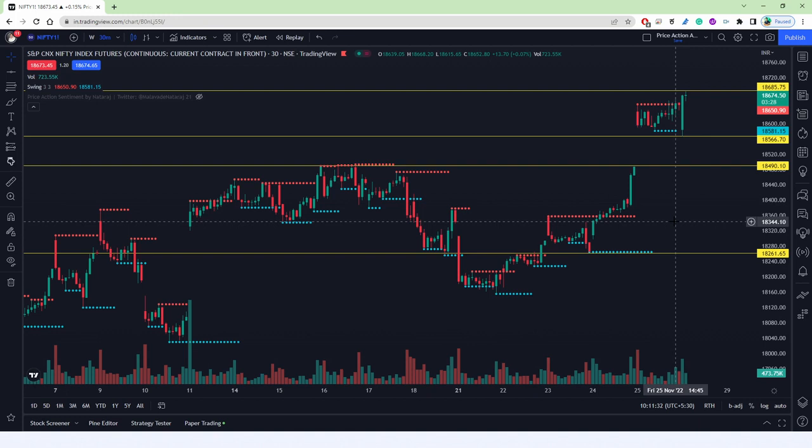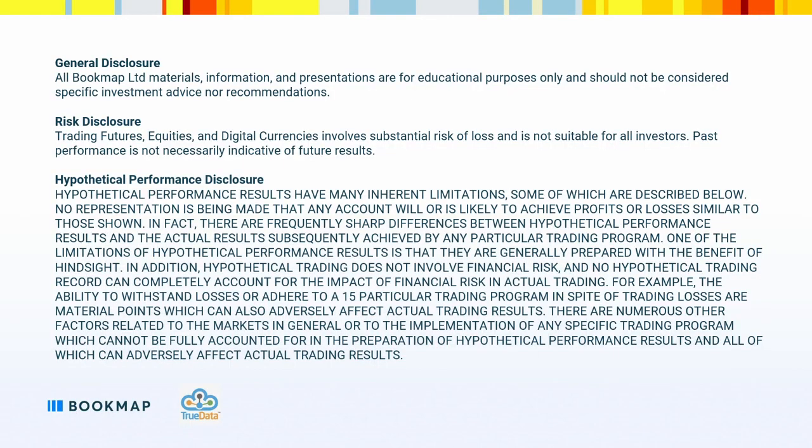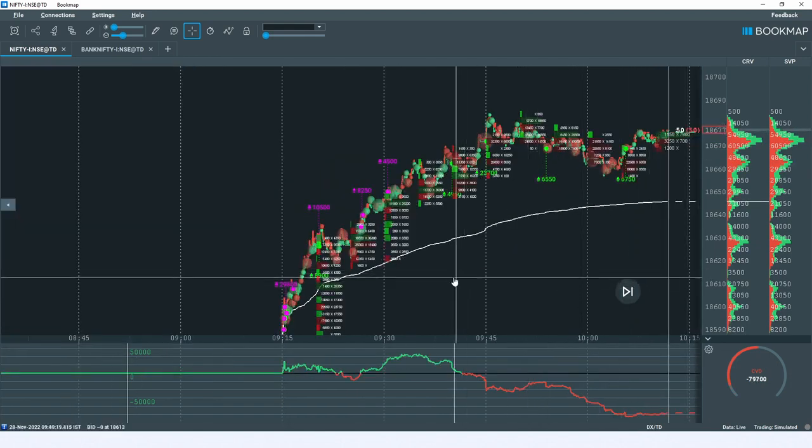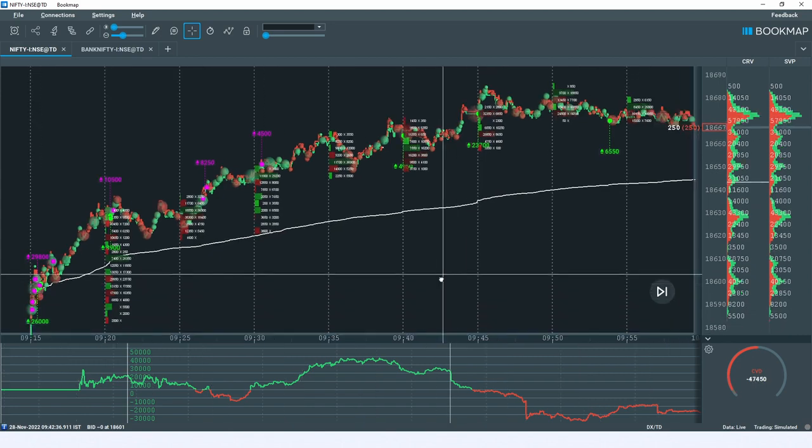So far we have completed the first process, which is to identify the trend, and the second process, which is to identify the desirable locations, in simple words, the support and resistances, where we can monitor our price action. Then comes the third step where we can look for entry and exit. So there are several ways. This is where I'm going to use the Bookmap chart.